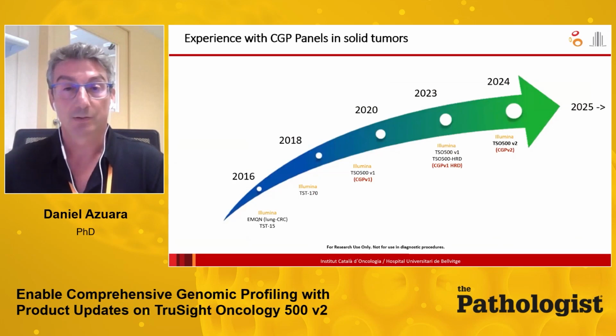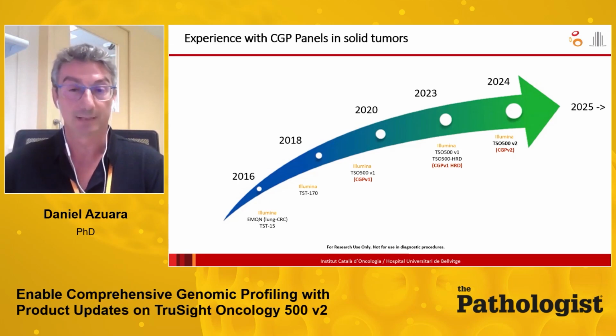Our experience with comprehensive gene panels began several years ago with Illumina's first small panels, such as the TruSight Tumor 15 and 170. Later, we started analyzing samples with version 1 of the TSO500, more recently with the CGP panel including HRD analysis, and over the past year and a half, we have been working with version 2 of the TSO500.